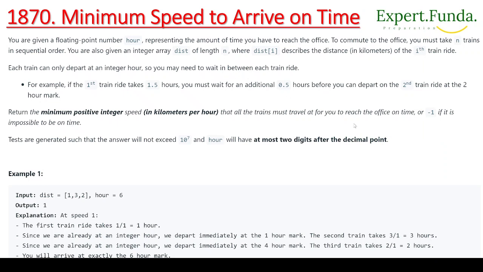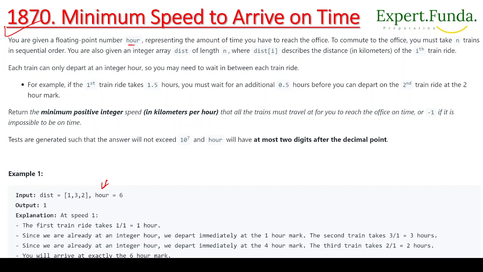So this is the question that we are going to understand today, right? This is coming from the daily Leetcode question. The question is 1870, Minimum Speed to Arrive on Time. You are given a floating point number called hour, and it is given here in the example, representing the amount of time you have to reach the office.